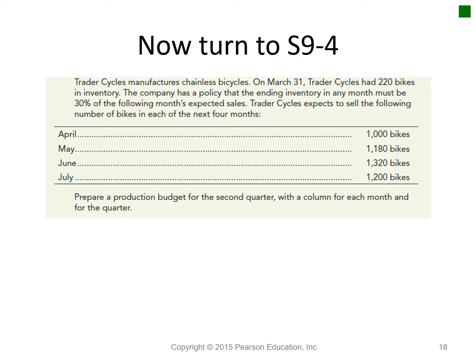Okay, so let's look at 9-4. We've got Trader Cycles makes chainless bicycles. On March 31st, it said they had 220 bicycles in inventory. The company has a policy that ending inventory in any month must be, here's the formula, 30% of the following month's expected sales. Trader Sales expects to sell the following number of bikes in each of the next 4 months. So essentially, this is your sales budget right here in units, and we're going to put together a production budget for the second quarter.